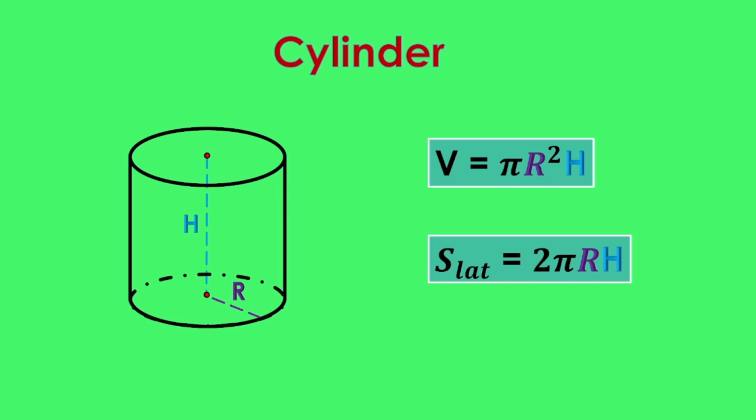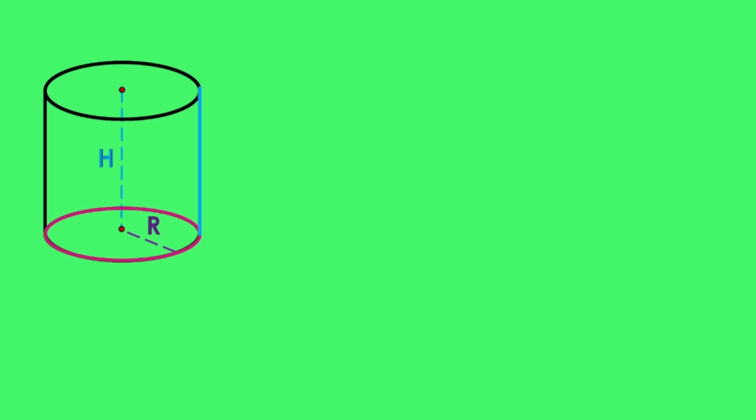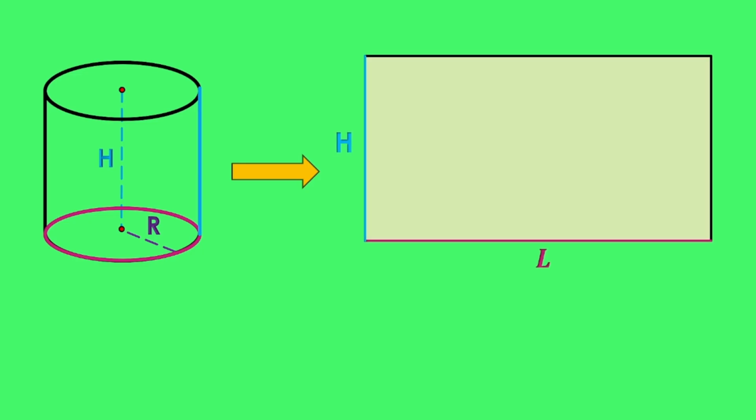I would like to prove to you where we got the formula for finding the lateral surface area of a cylinder. Here in front of us, I have drawn the lateral surface of the cylinder, and you can see that the lateral surface of the cylinder is just a rectangle whose height is equal to the generator. I have designated the generator as h because the generator is equal to the height of the cylinder.